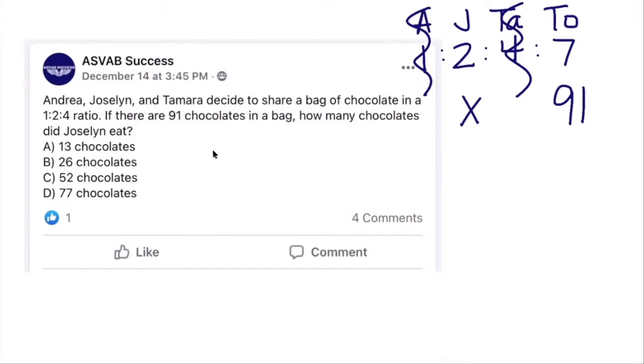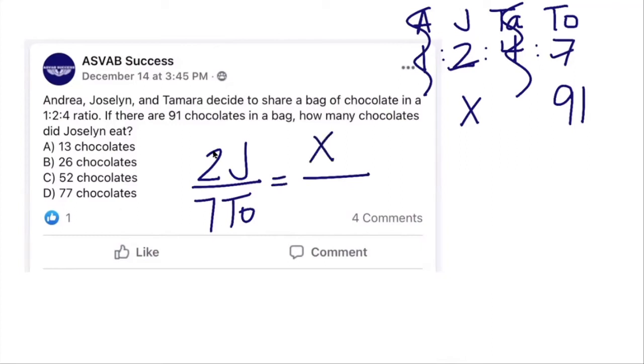The first fraction is going to come from our ratio. So we're going to have 2 Jocelyn over 7 total. That's our ratio, 2 and 7, okay? And we're going to compare it to the actual bag of chocolates.